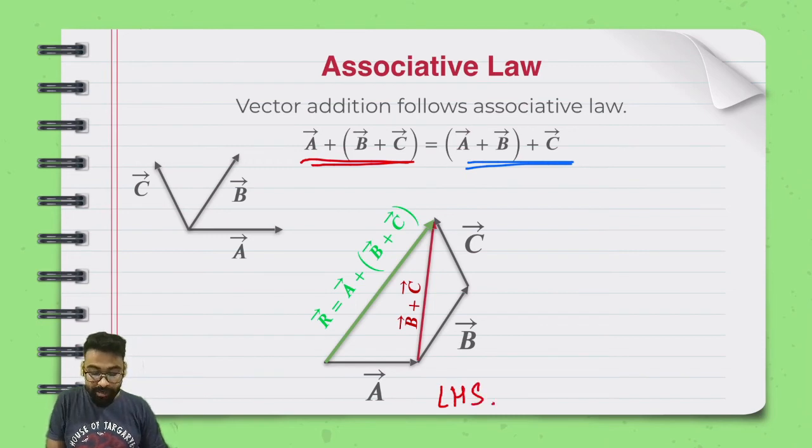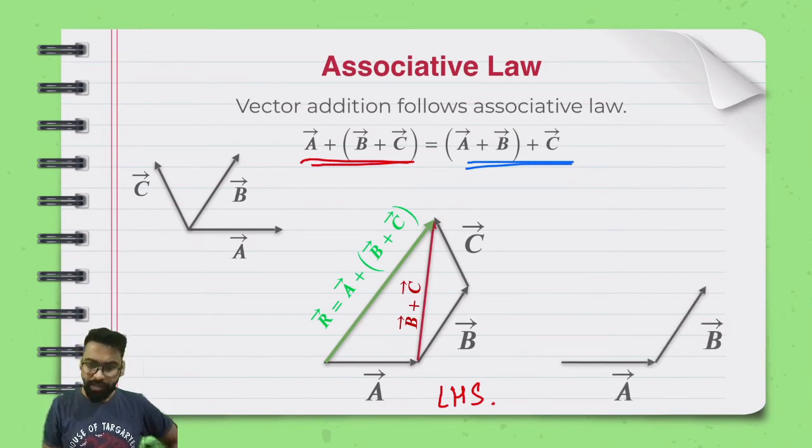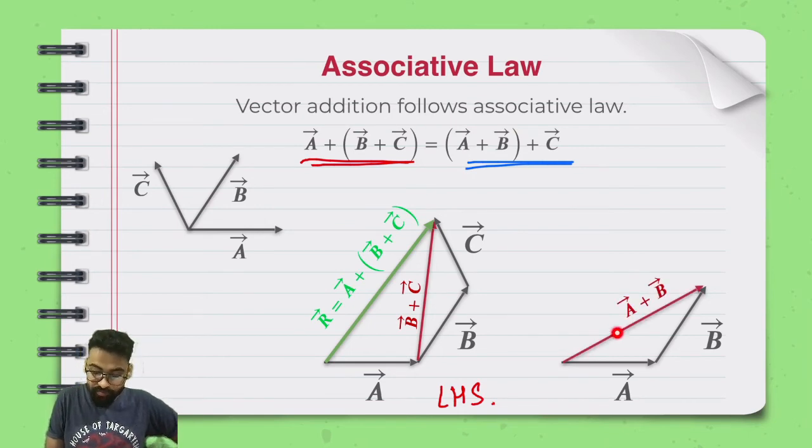What about the RHS? Right? Let's try to see this. Now we have to do a plus b first and then add it to a c vector. So if you want to do a plus b, you draw a and b. Again, using triangle law, I think everybody can say that this vector turns out to be a plus b, and if you want to add a c over here, you will just draw a c something like this, right? Something like this.